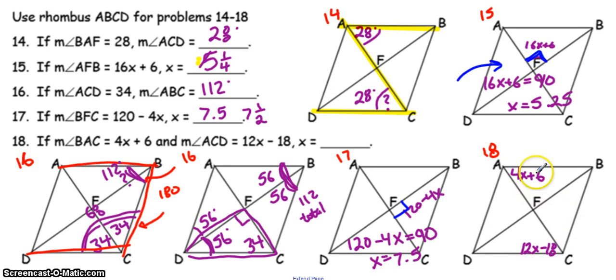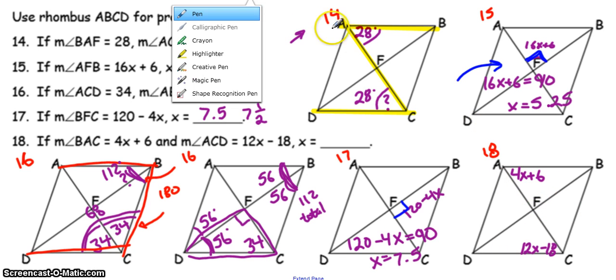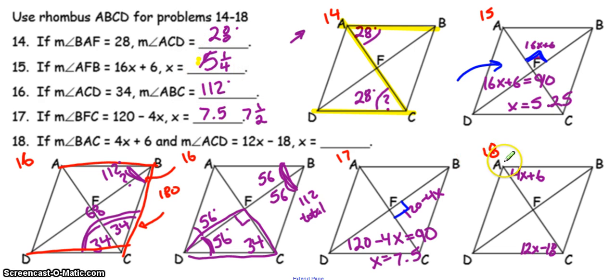What will x be? Well, let's think. This problem looks awfully similar to question 14, where we had the 28-degree angles. And in fact, they're all very similar. You've got these two parallel lines as part of your rhombus, and you've got this transversal that creates two alternate interior angles. And just like in 14, the alternate interior angles are congruent. So you can write the equation 4x plus 6 equals 12x minus 18. And if you solve that equation, you should be left with x equals 3. So x equals 3 for number 18.